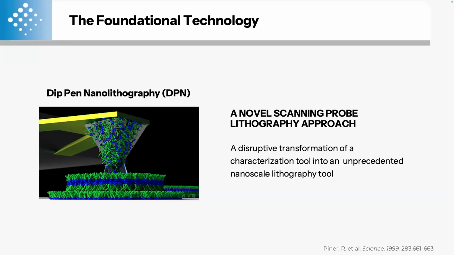However, DPN still has several limitations. It is fundamentally built on AFM hardware, which means users often need specialized training and nanoscience expertise. It is low throughput. One tip writes one feature at a time, and the probes are relatively expensive, making scaling very difficult.